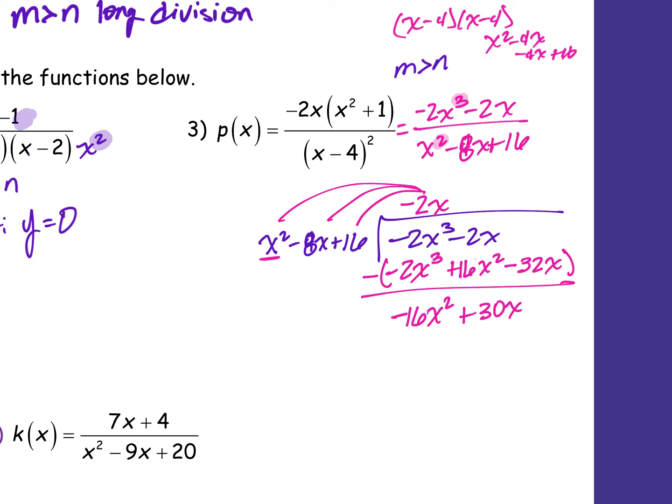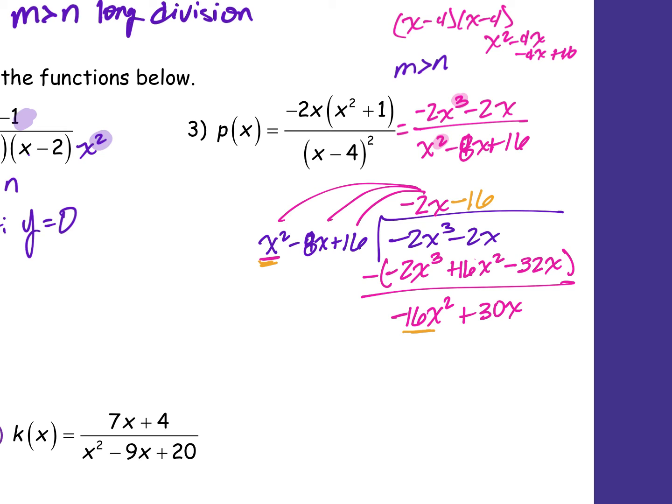Okay. So there we go. Sorry about the 8. And then what do I multiply? Now I'm going to ask myself, what do I multiply x squared by to get negative 16x squared? So 2 times x squared gives me negative 16x squared. Negative 16. Good.